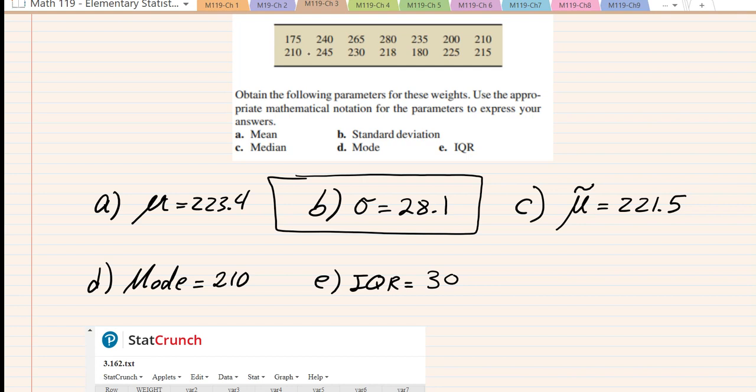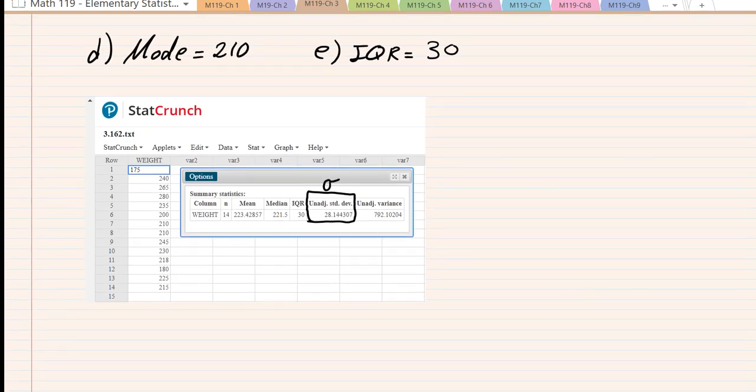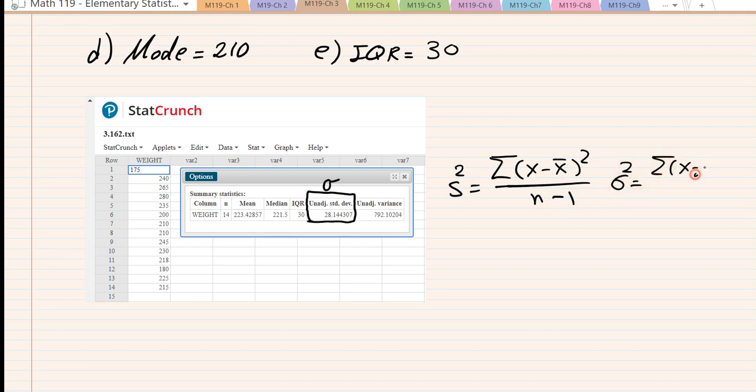Now, the adjustment I was telling you about is this. When we look at the formula, remember the formula we had was the sum of x minus x bar squared over n minus 1. This was for sample variance. And for population variance, it was the sum of x minus mu squared over n.